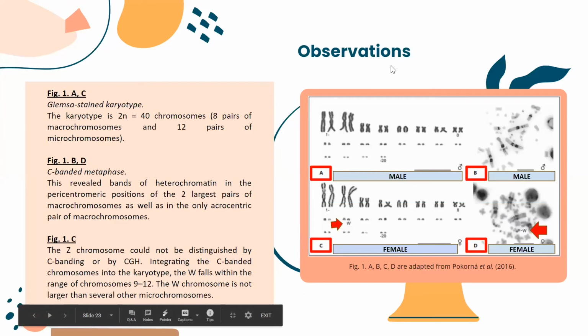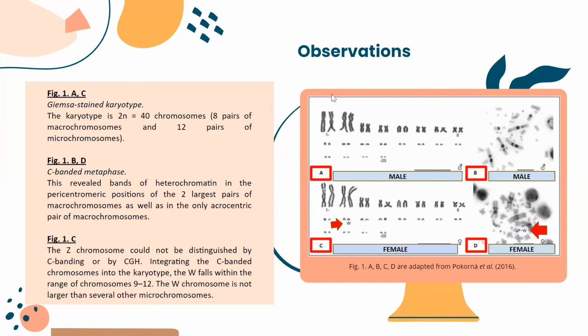So for the observation, from the figure 1A and C, we can see that the Giemsa-stained karyotype for figure A is male and figure 1C is female. Whereas figure B and D are the C-banded metaphase. B is for male, D is for female. For the figure 1A and C, the karyotype is 2n, which is equal to 40 chromosomes, which consists of 8 pairs of macrochromosomes and 12 pairs of microchromosomes.